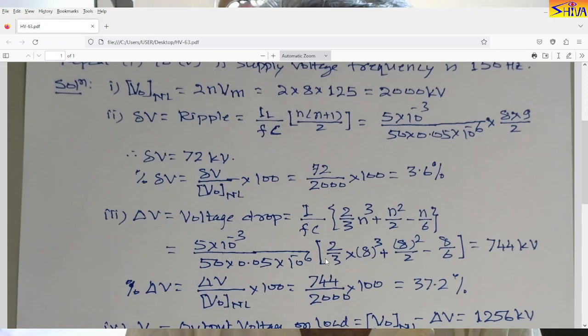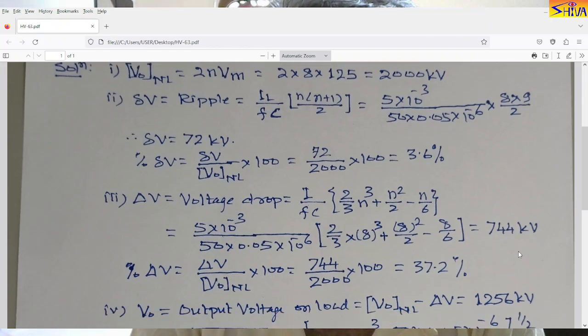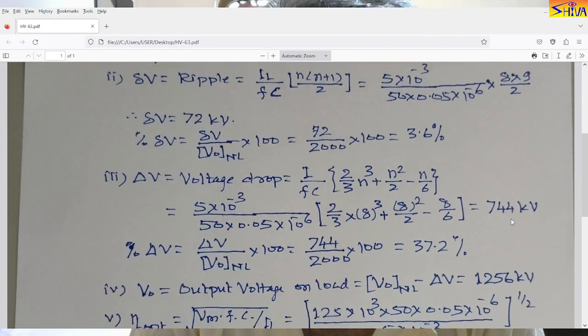F is 50. C is 0.05 microfarad, converted into farads. So 2 by 3 into N cube, N is 8, N square by 2 minus N by 6. So it is coming 744 kV. So voltage drop will be 744 kV when load current is 5 milliampere.